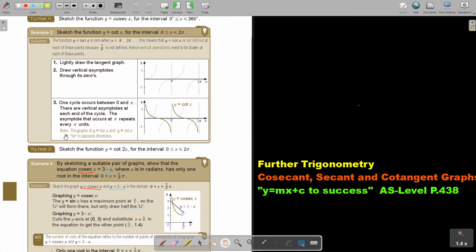Now note, this is what I want you to see. The graph of y equals tan x and y equals cot x lie in opposite directions. Where this one was going like this, and there was the full one, this one is going in the opposite direction like this. Now basically, if that is pi, that will be pi over 2. So I'm asking you to draw that part.